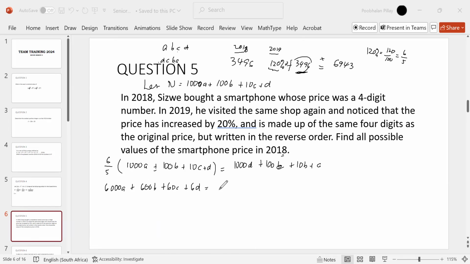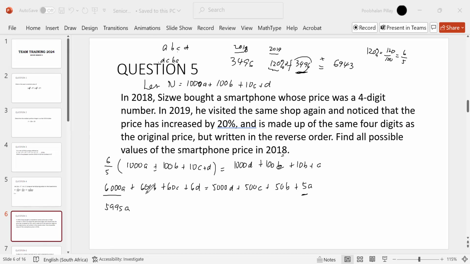And multiply this by 5, and 5,000D plus 500C plus 50B plus 5A. Okay. So when you take out all the brackets, this is what you get. Let's get all the A's to one side. There's an A here, and there's an A there, so it's 6,000 minus 5. That's 5,995. You should be able to work that out in your head. 6,000 minus 5. So the A's are out.